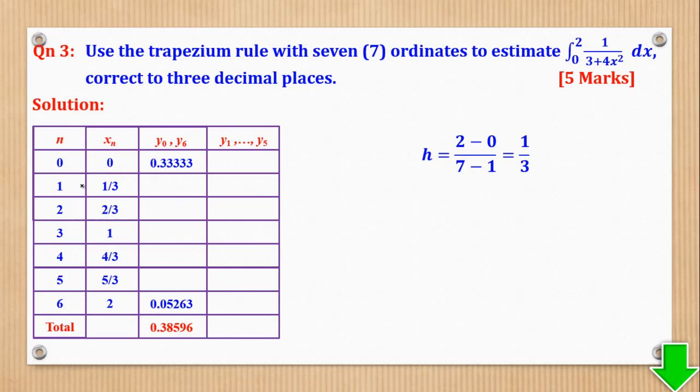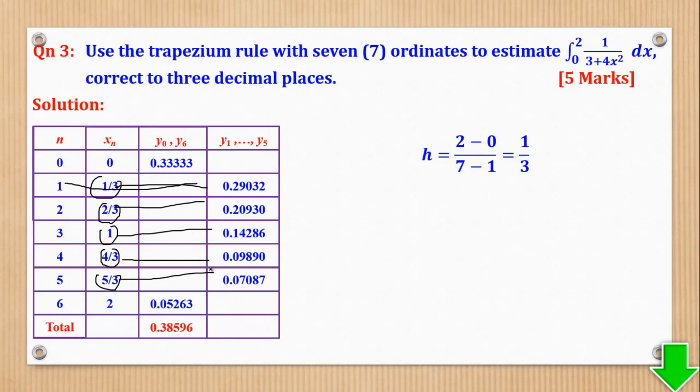So when x is 0, y is that. When x is 1/3, y is that. When x is 2/3, y is that. When x is 1, y is that. When x is 4/3, y is that. When x is 5/3, y is that. Then you also need to add all these values, and when you add, you shall come up with that.